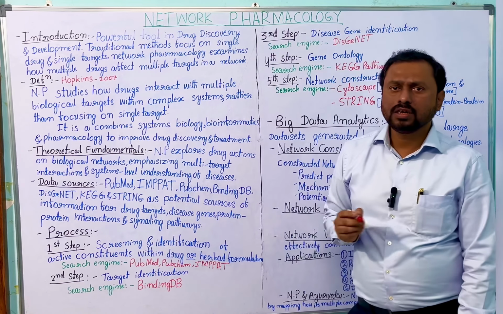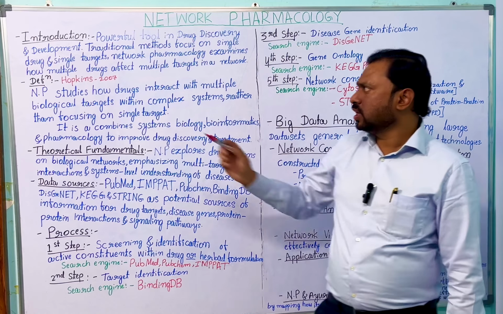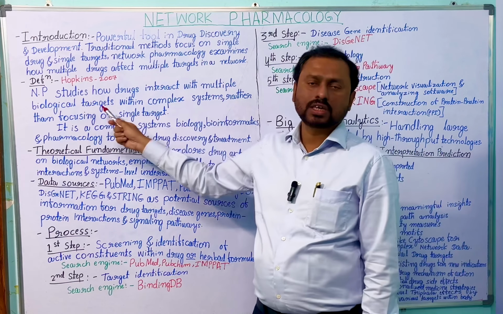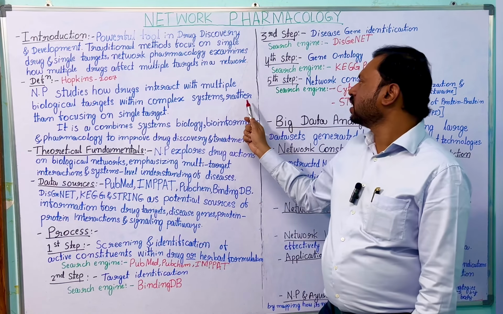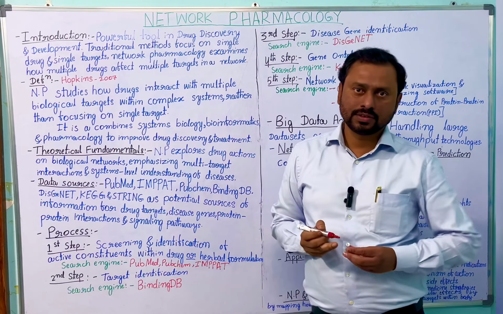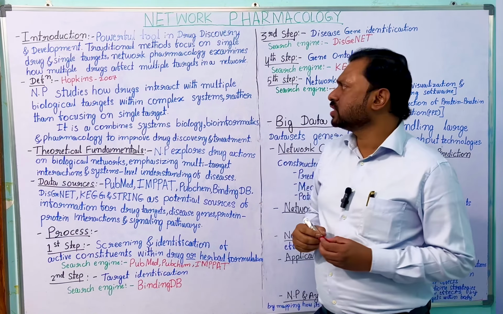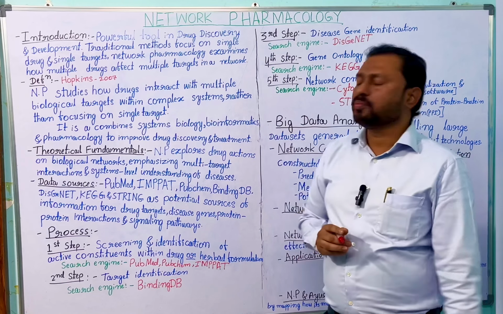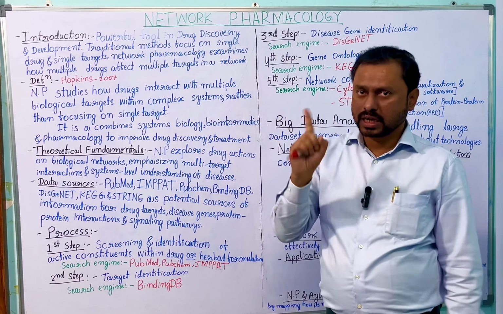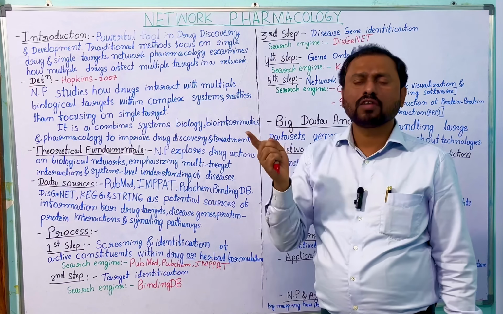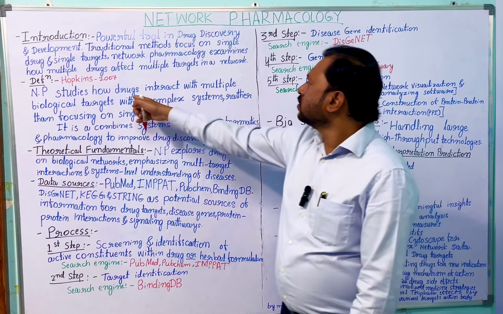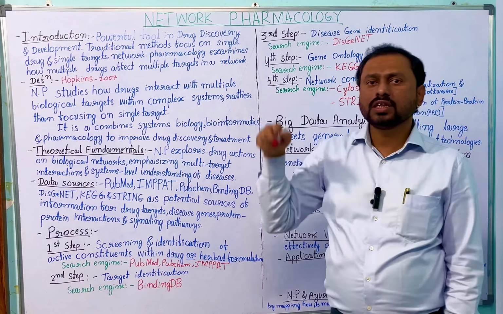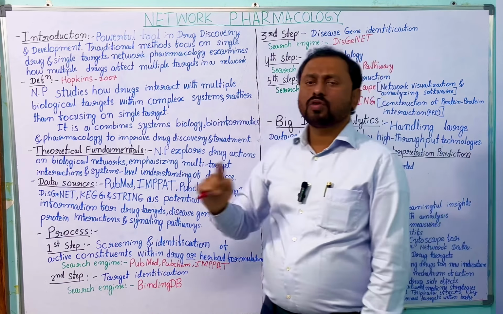Now the definition of network pharmacology. Network pharmacology is a study of how drugs interact with multiple biological targets within a complex system rather than focusing on a single target. Not a single target here. Network pharmacology is a study of how drugs interact with multiple biological targets within complex systems rather than focusing on a single target.